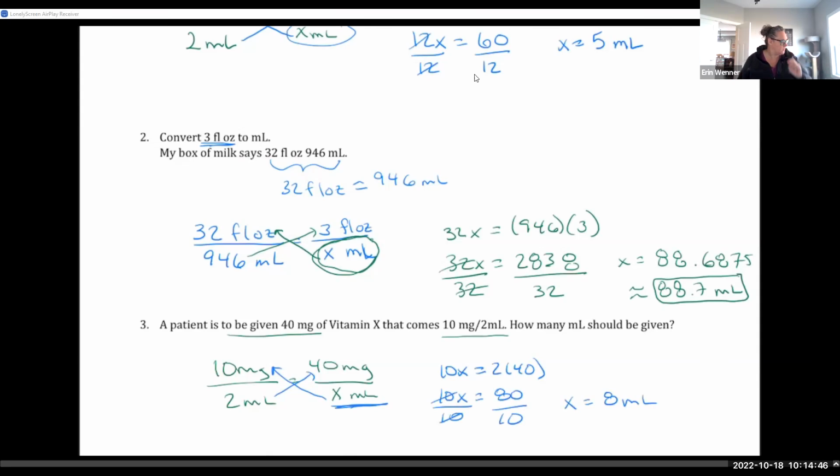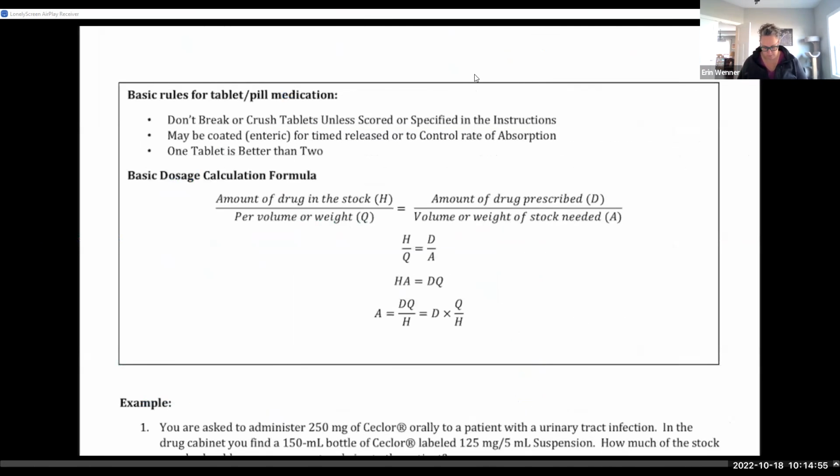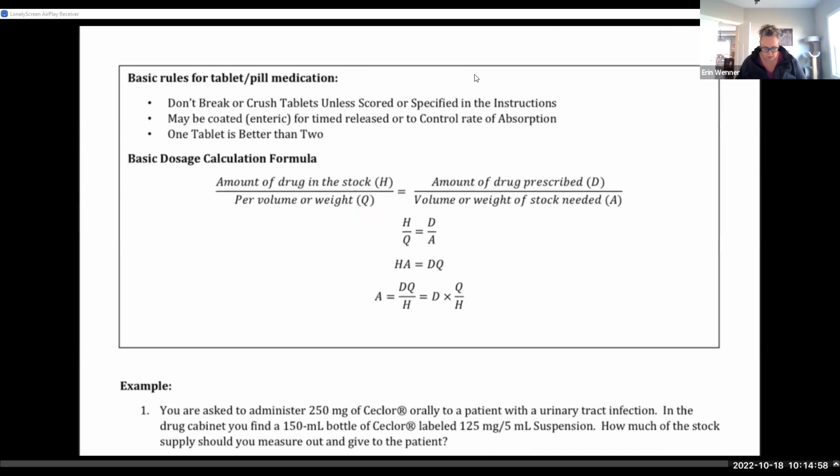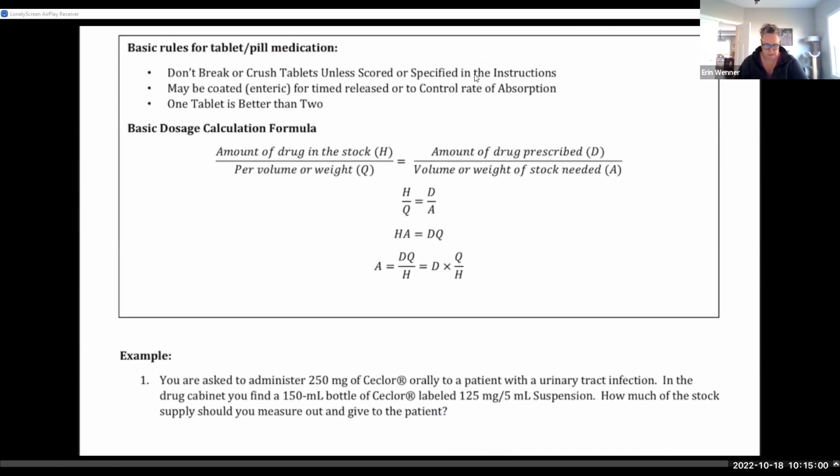All right. So we can also use these in other types of problems, more dosage problems. So, basic rules for tablet and pill medication: don't break or crush tablets unless scored or specified in the instructions. They may be coated, which is enteric, for time release or to control rate of absorption. And 1 tablet is better than 2, meaning you want to find the amount of drug that you can get with the least number of pills.